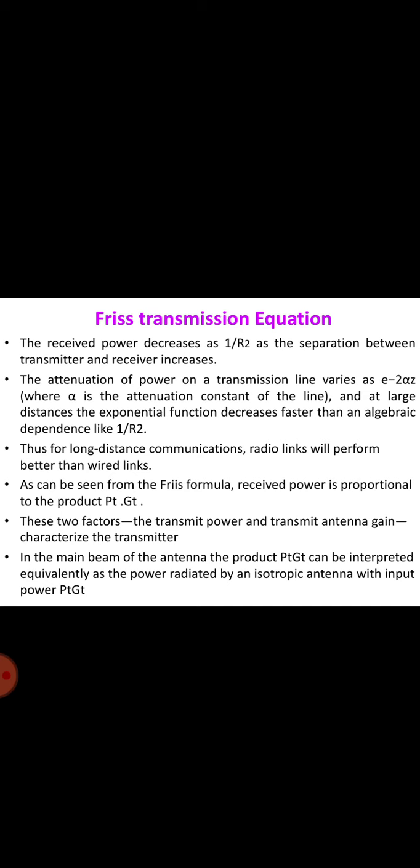This is because the power on a transmission line varies as e to the power minus 2 alpha z, where alpha is the attenuation constant of the line, and at large distances the exponential function decreases faster than algebraic dependence like 1 by R squared. Thus for long distance communication, radio links will perform better than wire links.